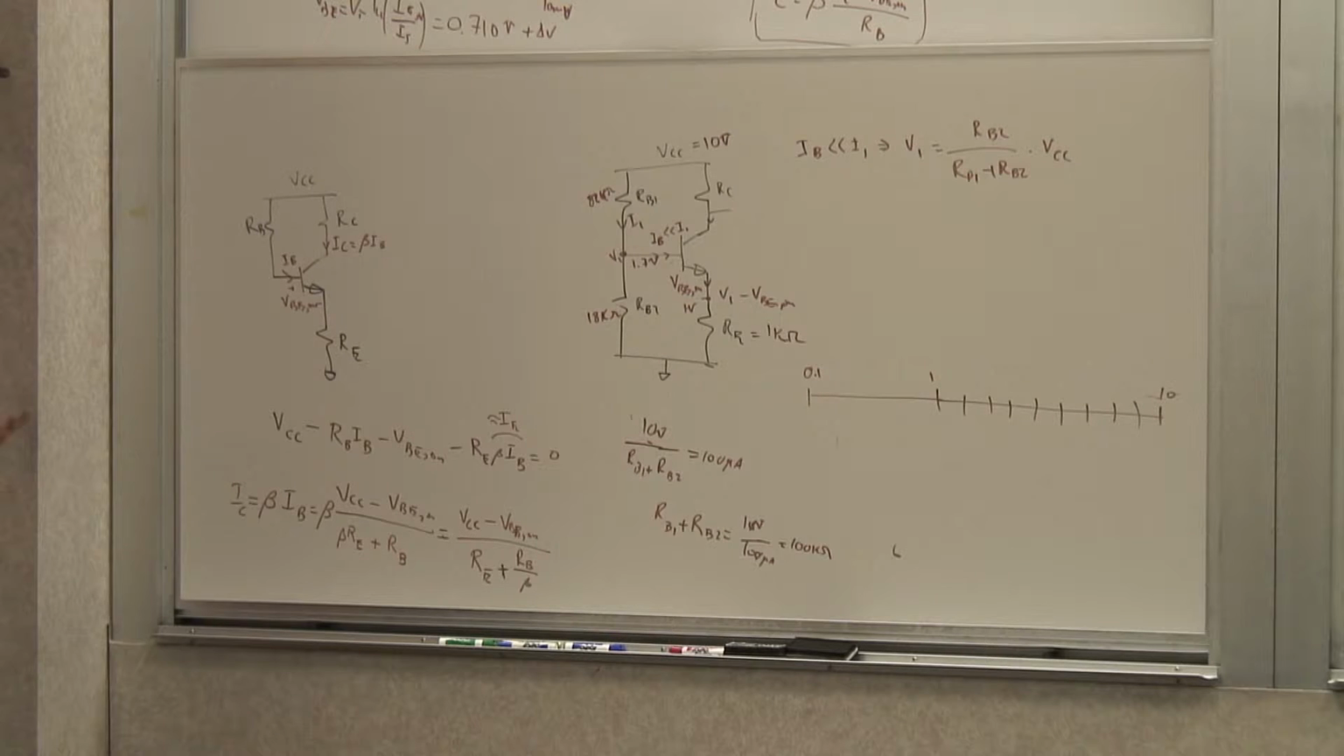Now, I'm designing, right? This is a discrete circuit I'm making. So now I have to also pick my RC in this case, right? How will I pick my RC?